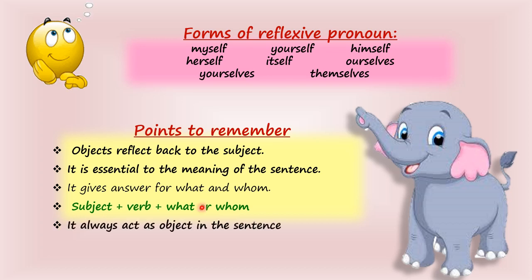Next. It always acts as an object in the sentence. Okay, children, if a reflexive pronoun is there in the sentence, it will be acting as an object. Is it clear? This much is clear to you all, children? Always remember these points because these points are really important. Clear? Now let's take a few more examples.